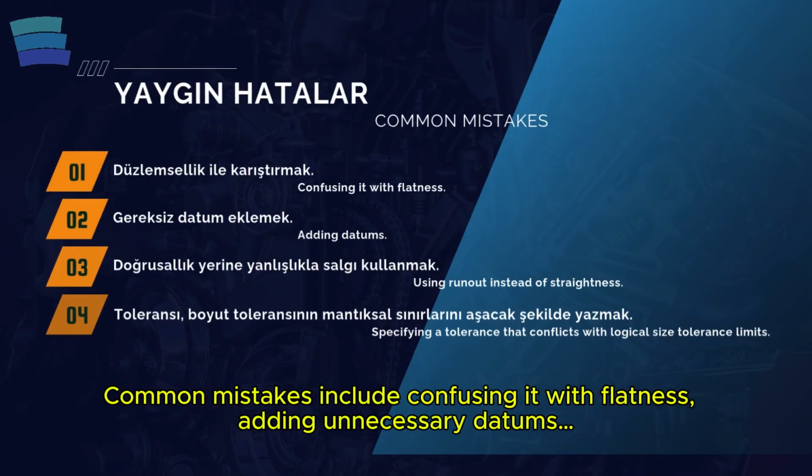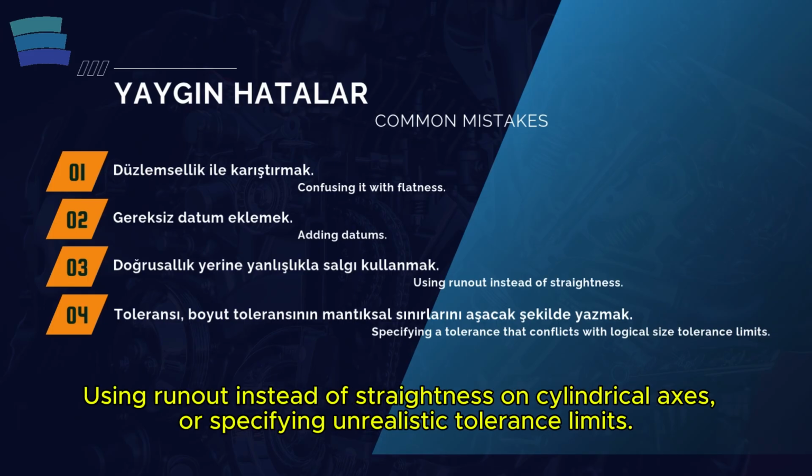Common mistakes when applying straightness include confusing it with flatness, adding unnecessary datums, using runout instead of straightness on a cylindrical axis, and specifying a tolerance that conflicts with logical size tolerance limits.